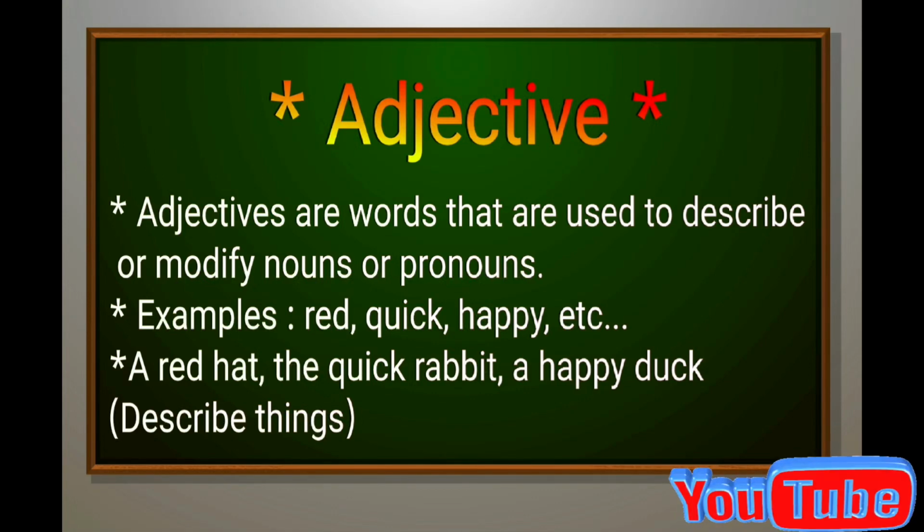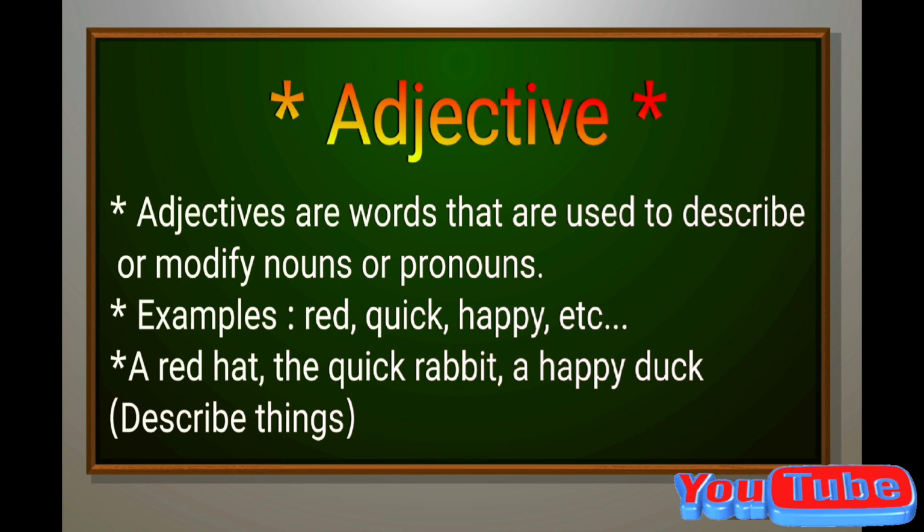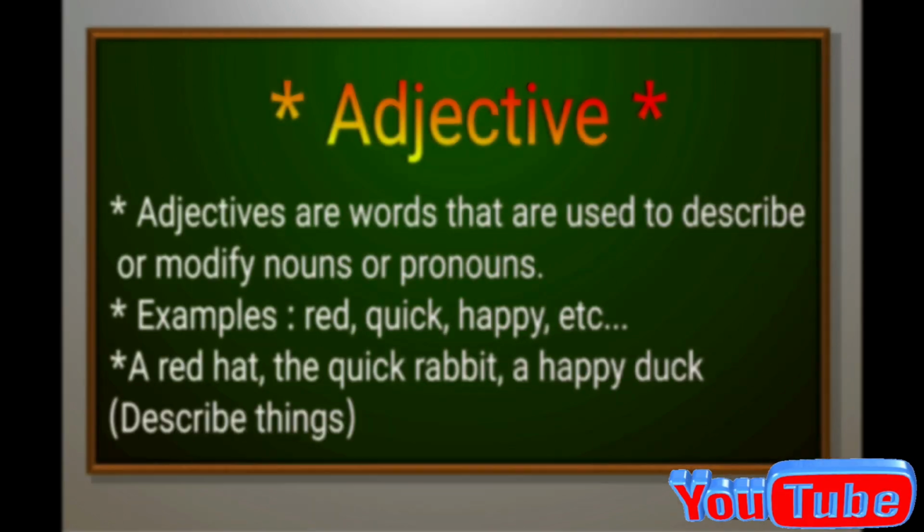Adjectives are words that are used to describe or modify nouns or pronouns. For example, red, quick, happy, etc. A red hat, the quick rabbit, a happy duck. It means they describe the things.